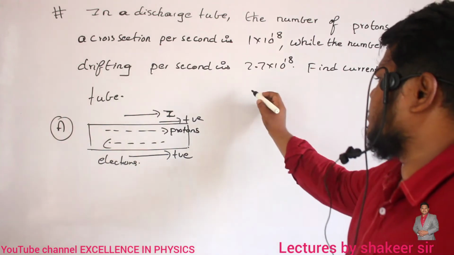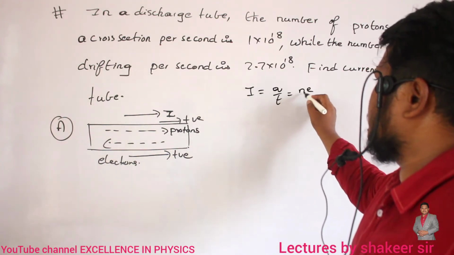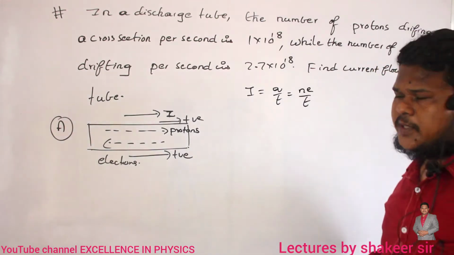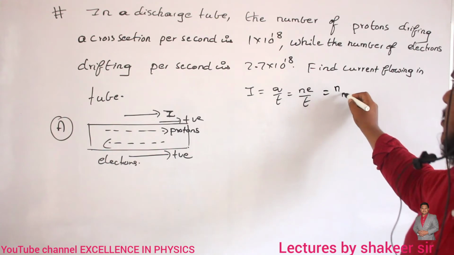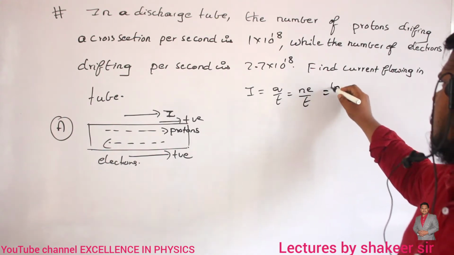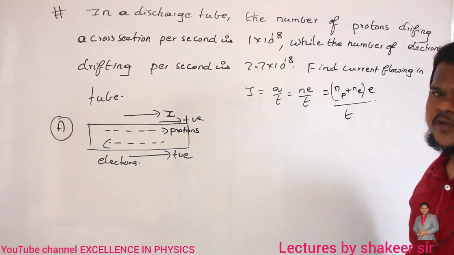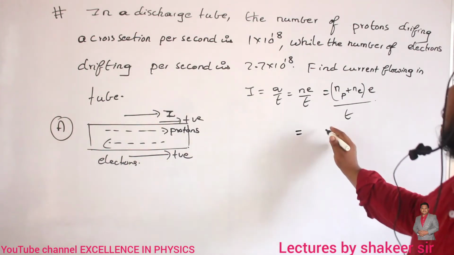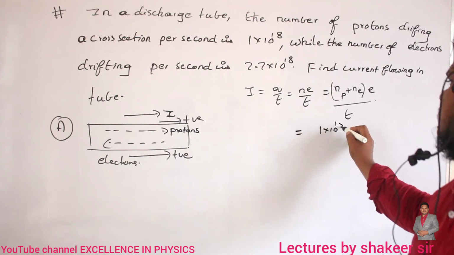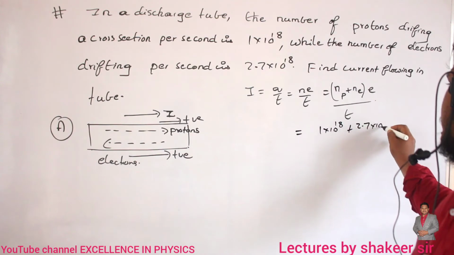So what is the equation for the amount of current? I is equal to Q by T. Q can be written as NE divided by T. But here, instead of this, I write the number of protons plus the number of electrons, multiplied by the charge of each electron or proton, divided by time. This is how I have to write. What is the number of protons given? Number of protons is 1 into 10 power 18. Number of electrons is 2.7 into 10 power 18.